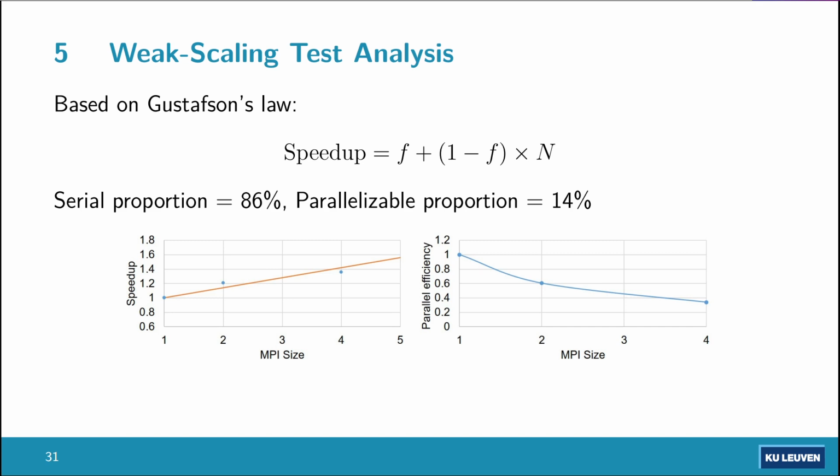And in these scenarios, usually Gustafson's law is used to compute the serial proportion of the code when we plot MPI size and speedup, and we fit the same equations on the obtained data. In this example, the serial proportion is 86%, and only 14% of the code can be parallelized, which is not a very good result in this matter.